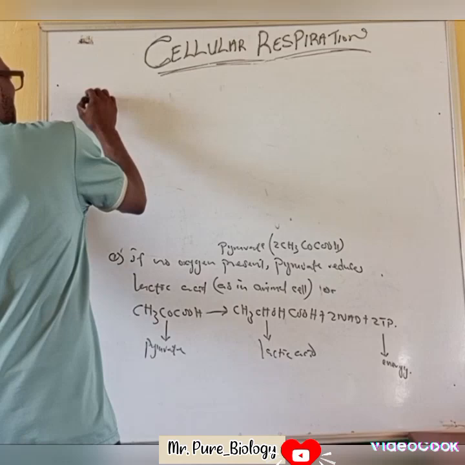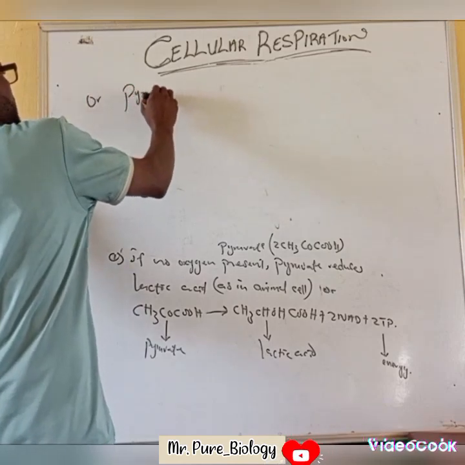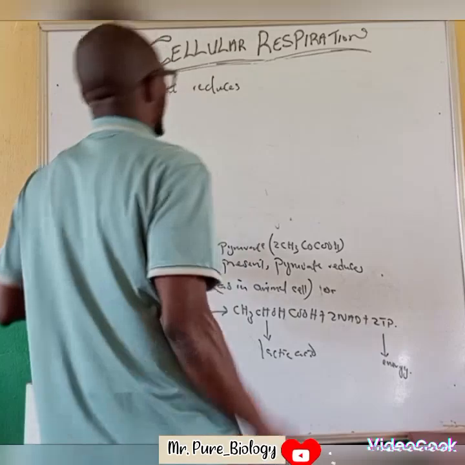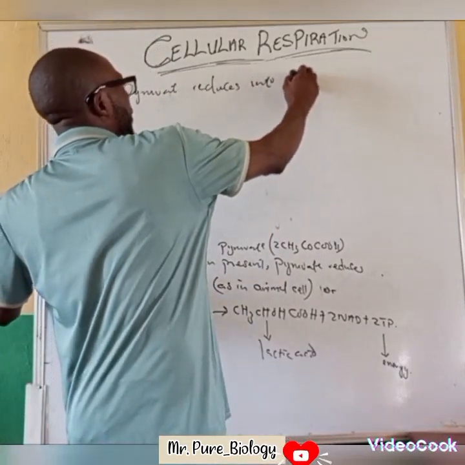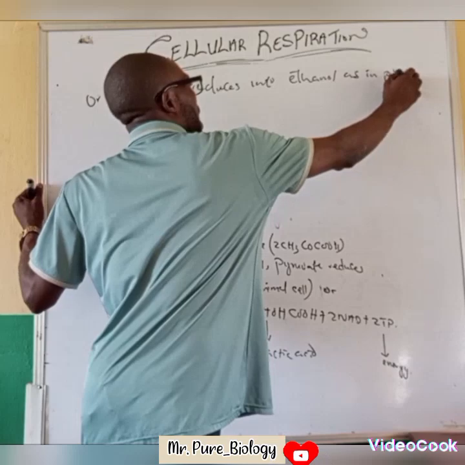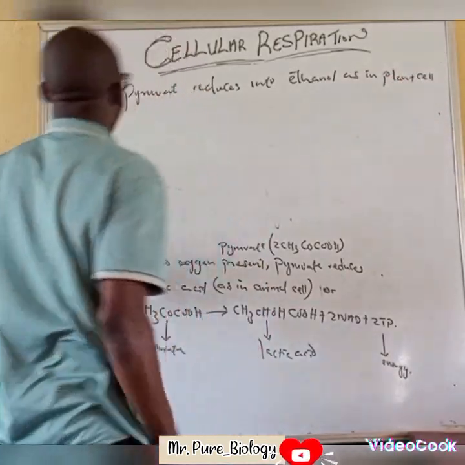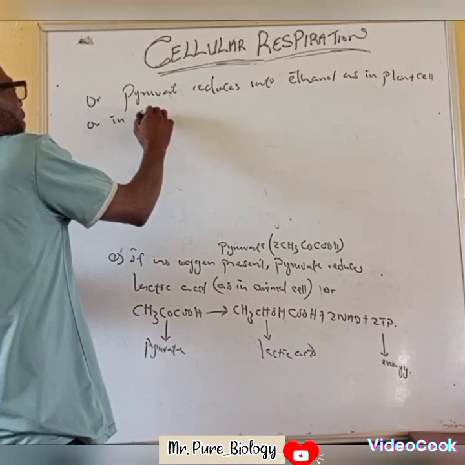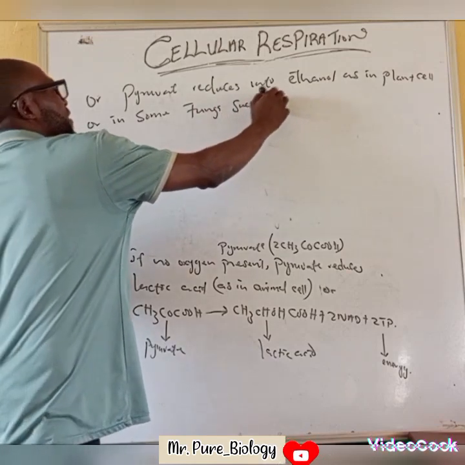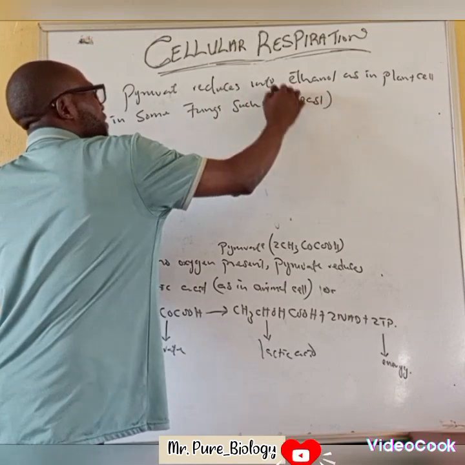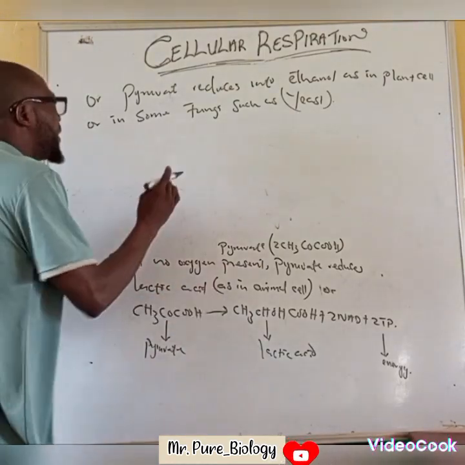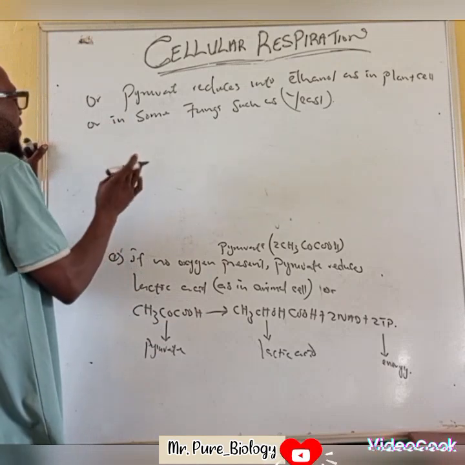We now say pyruvate reduces into ethanol, as in plant cell, or in some fungi such as yeast, that is commonly known as Saccharomyces cerevisiae. Now, what will be the equation? What will be the anaerobic condition of it?